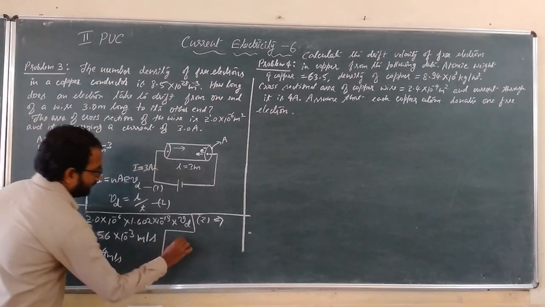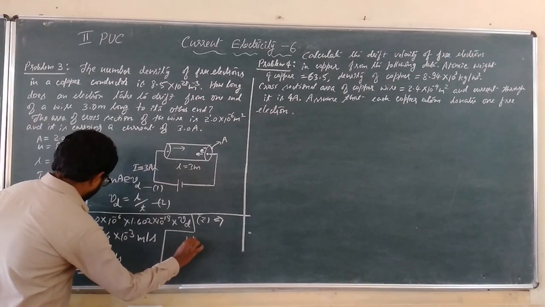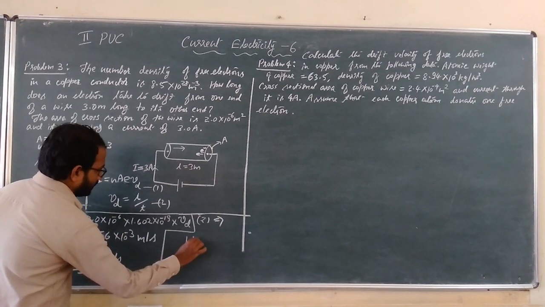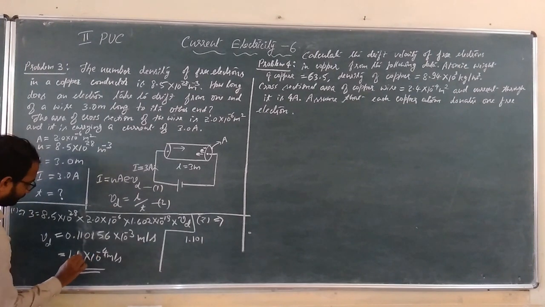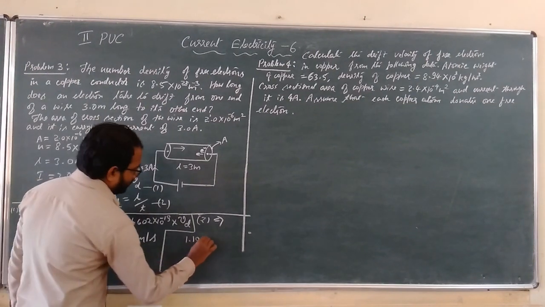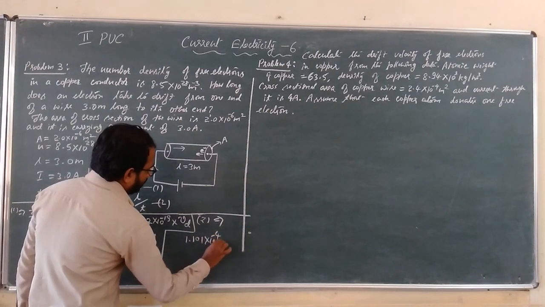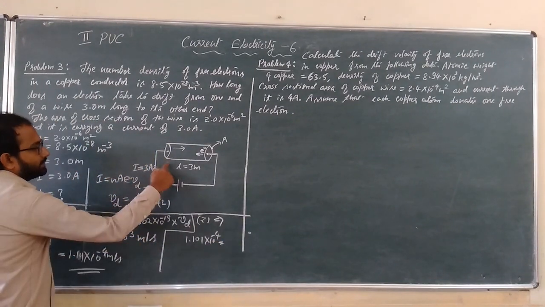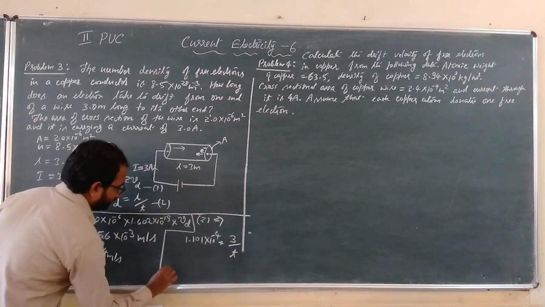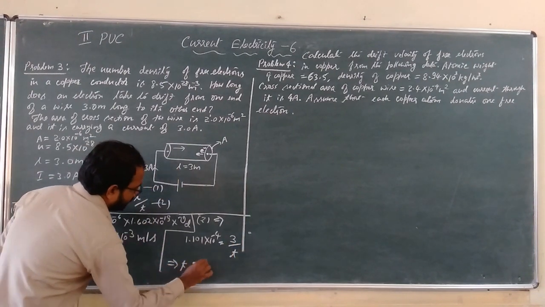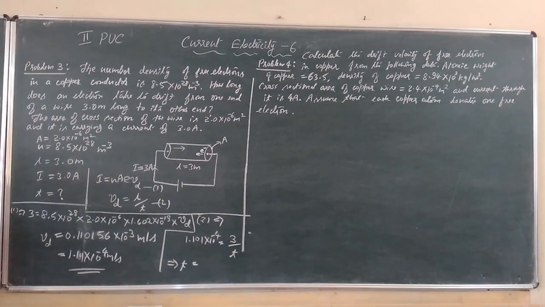Vd here is 1.101 into 10 to the power of minus 4, that is equal to L by T, where L is the length of the conductor, which is 3. What is the time? Therefore, what is the value of T? T is equal to 3 by 1.101 into 10 to the power of minus 4.